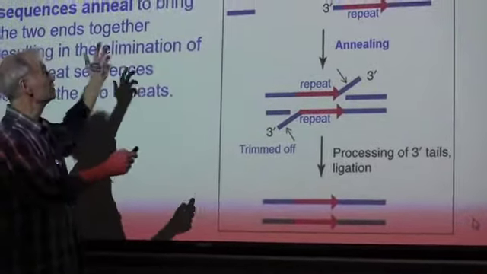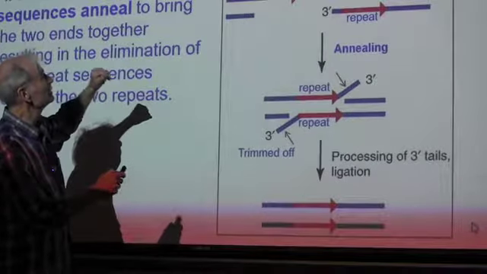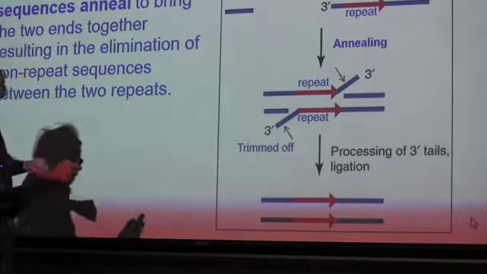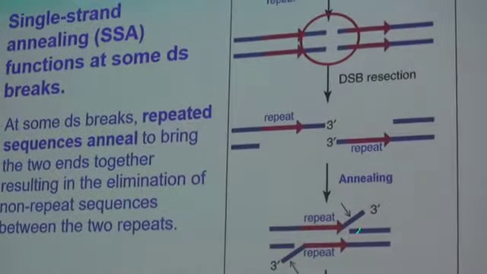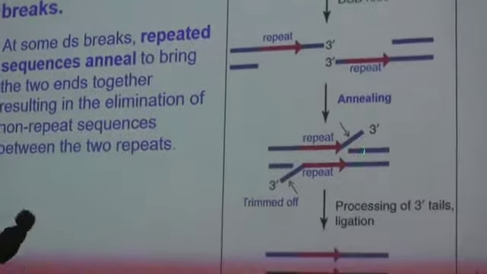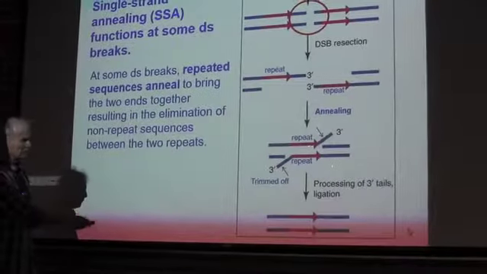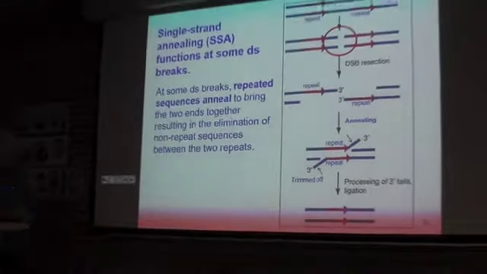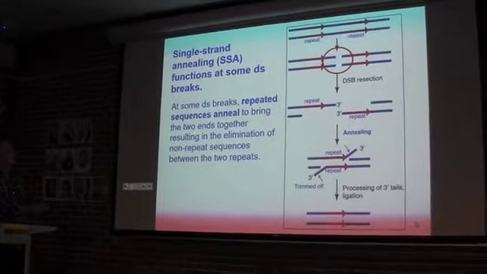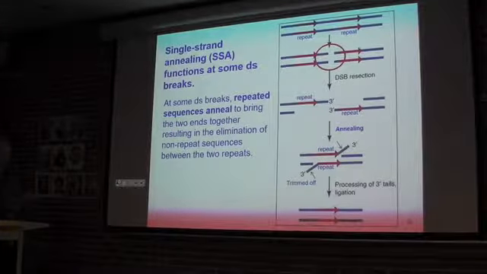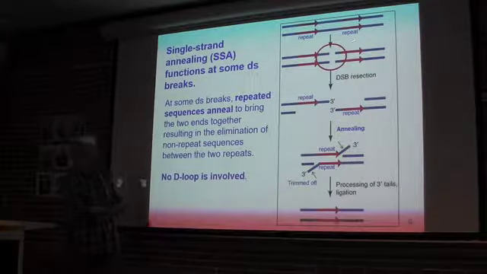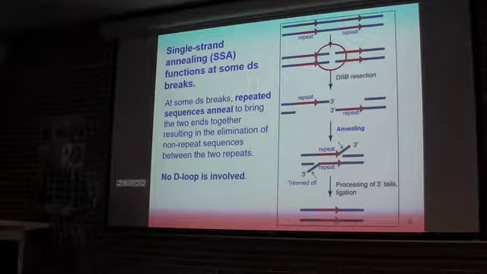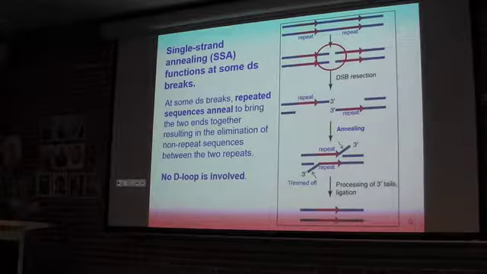Everything's going along, got the double strand break, except both of them are being broken. And then the annealing is just in the repeat area, and everything that's not a repeat is just waving in the wind. It gets trimmed off, a little repair, and there you go. Two minutes to go. Results in elimination of non-repeat sequences between the two repeats. No D loop is involved. There's no strand invasion going on here.